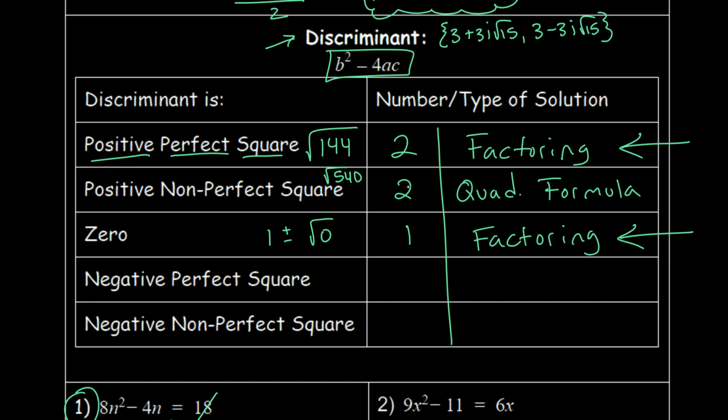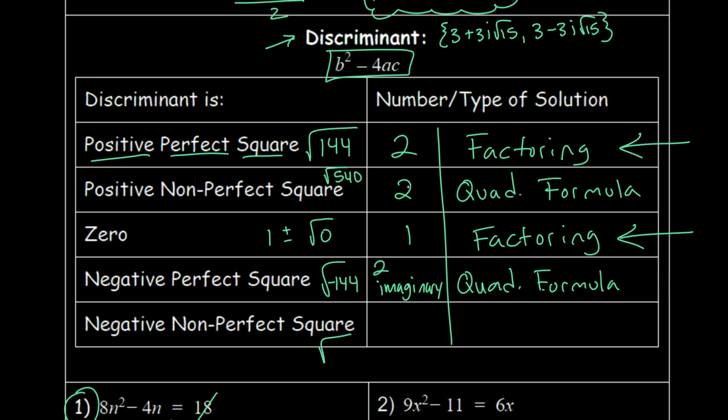Okay, what about a negative perfect square, like negative 144? Can you factor that, you think, if there's a negative in a square root? No, it's imaginary. So how many solutions will we end up with, though? We'll still have 2, but both will be what? Imaginary. Yes. Both will be imaginary. And what's the easiest way to solve this? Quadratic formula. You literally cannot factor an imaginary number, so we have to use the quadratic formula.